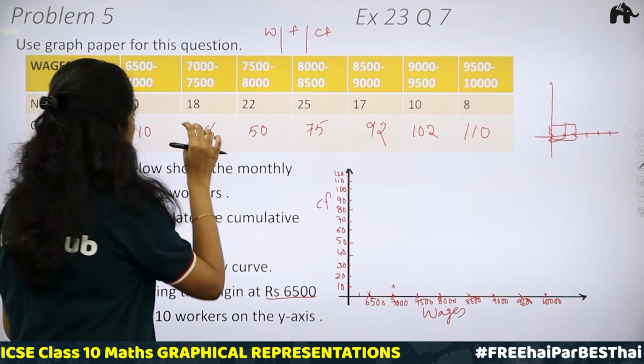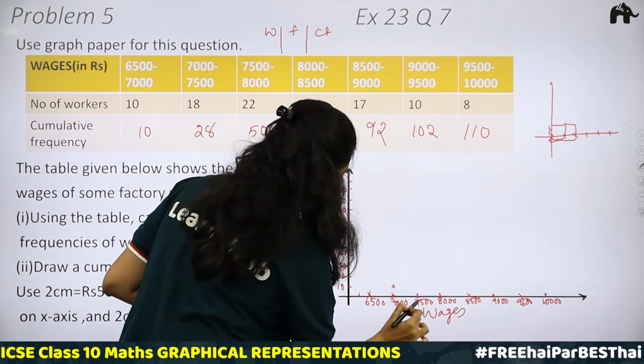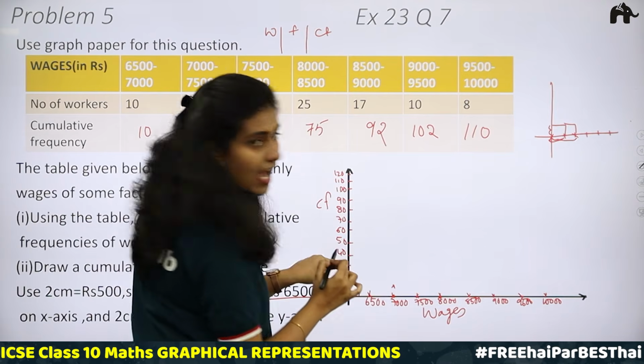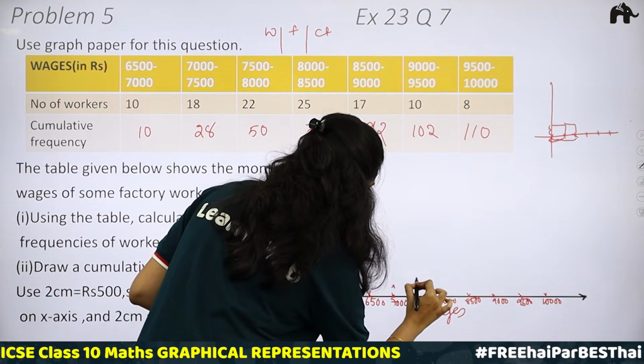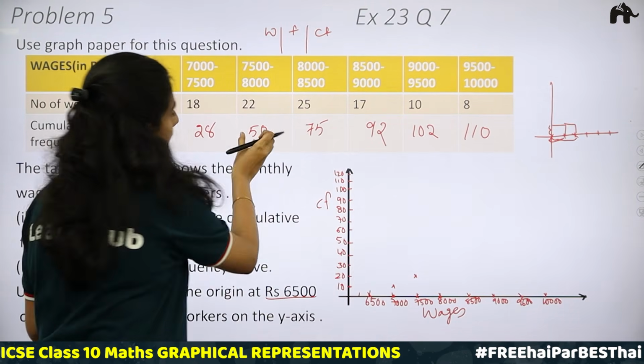So the next is 28. 28 means less than 7,500. Here we have 7,500. Where do we have 28? 28 lies between 20 and 30. Somewhere just below 30 you will be having 28. It will be here. Okay. Next 8,000. Less than 8,000 we have 50.